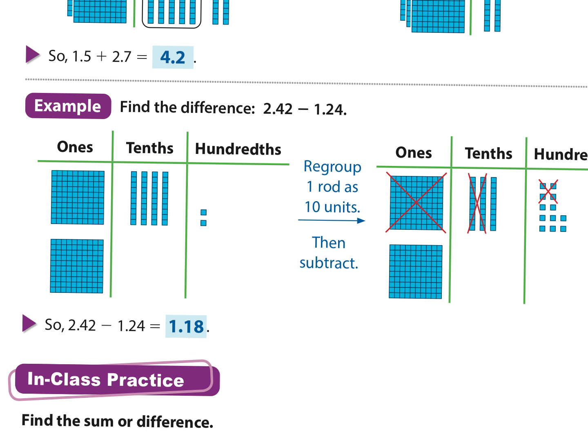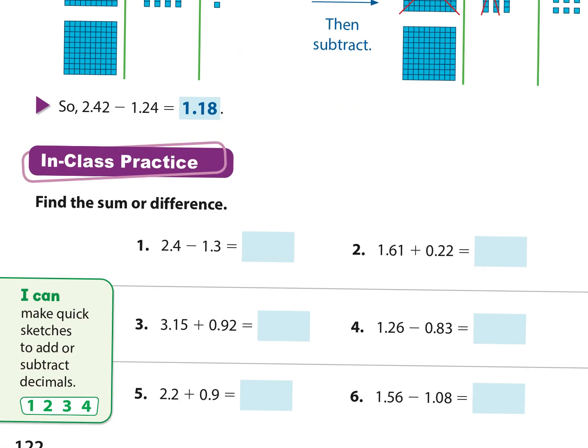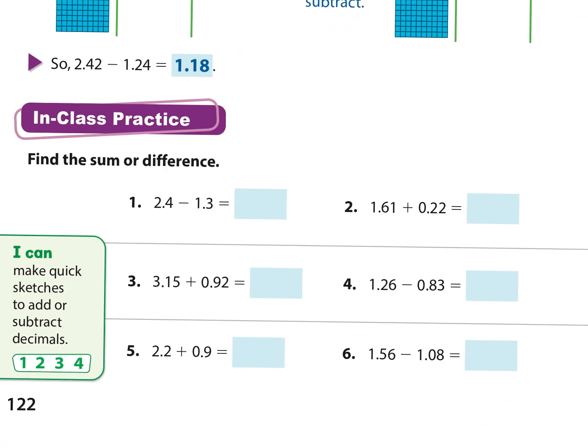Everybody with me? Okay, let's do a couple of examples below. It says find the sum or difference. Now this is where it gets tricky because we're supposed to be using models, but I'm not going to expect you to draw them all out today. So just try to picture, look above at some of the models that we have. How many flats would I have to represent this one? I would have 2 flats, and how many rods would I have? 4. If I take away one of the flats, how many are left? 1. And if I take away 3 of the rods, how many would I have left? 1. So my answer is just 1 and 1/10.